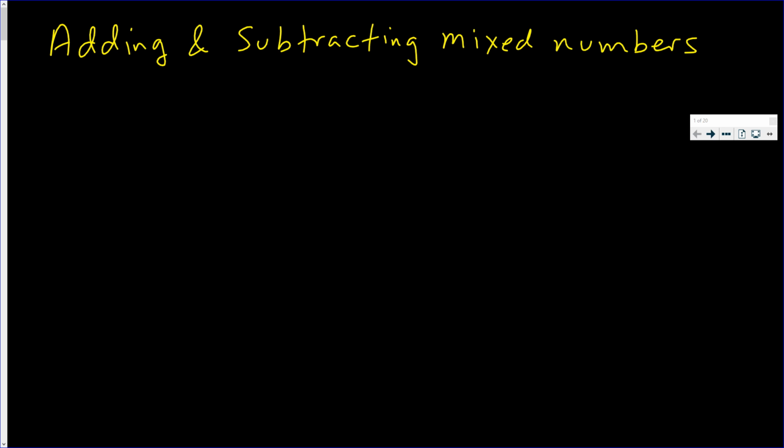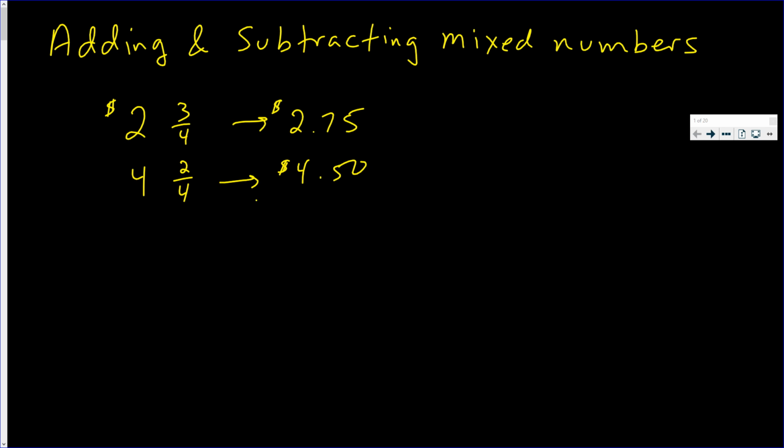In this section, we're going to work on adding and subtracting mixed numbers. Suppose you have 2 3/4 and you have 4 2/4. You can think of this as $2.75. You can think of this as $4, and 2/4 is 50 cents. You can add them up and you're going to get 7 1/4.